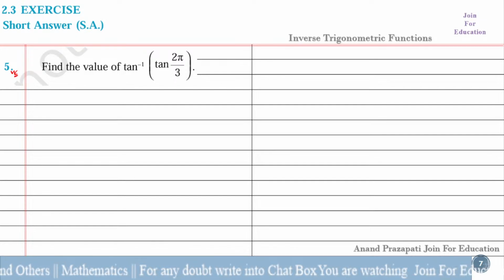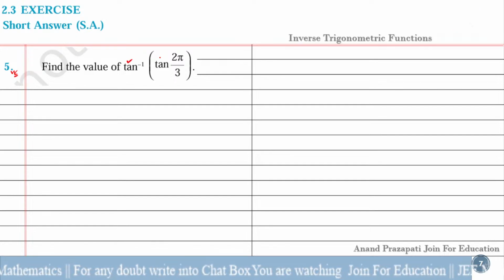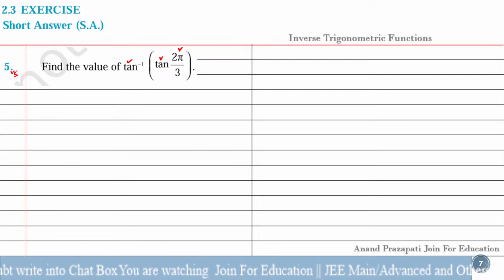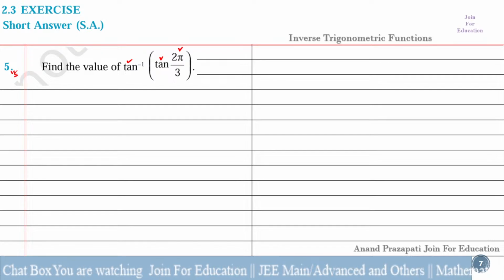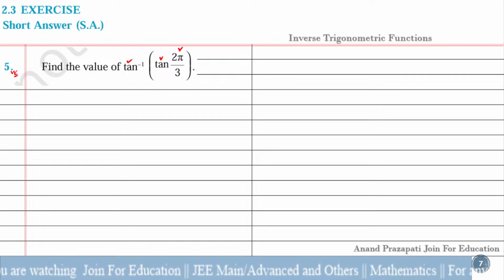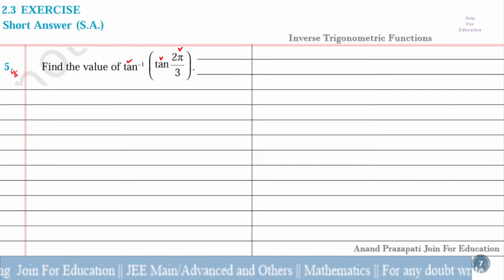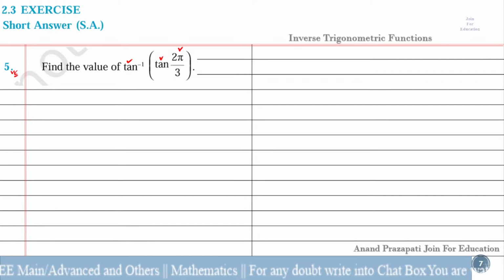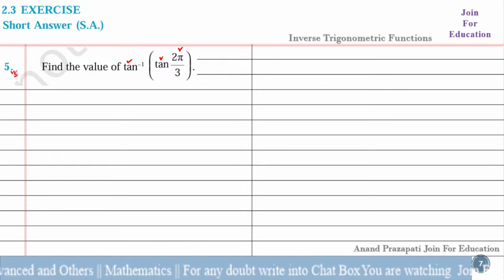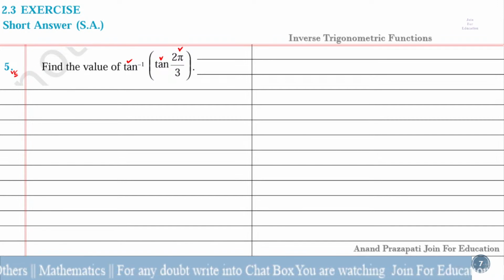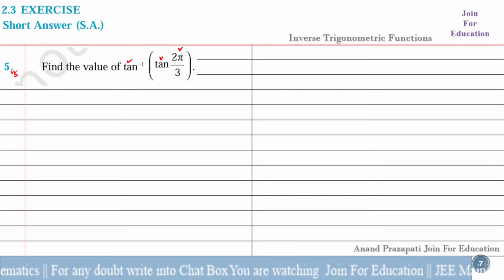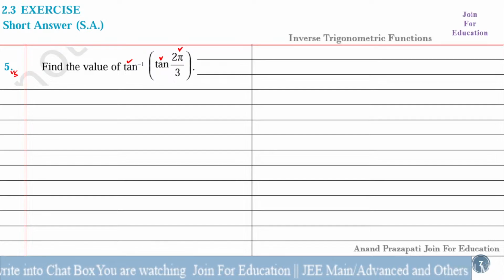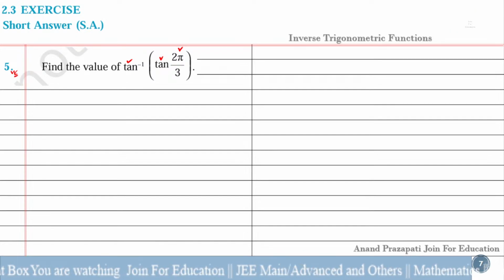In this question, we are asked to find the value of tan inverse tan 2 pi by 3. According to this, if we write tan inverse tan theta equals theta, then we commit a mistake here, and directly write 2 pi by 3. So the answer of this question as 2 pi by 3 is not correct. So let's see the solution of this question. The answer of this question will be minus pi by 3.